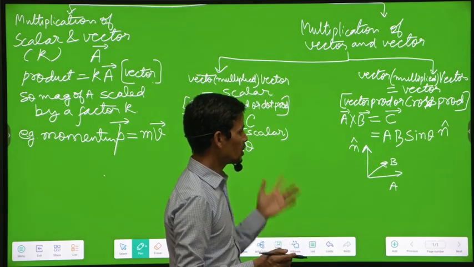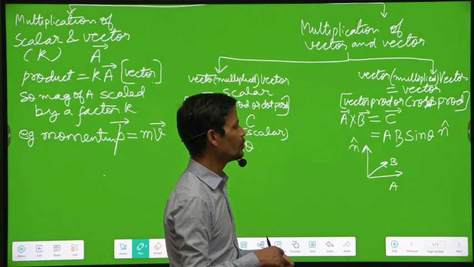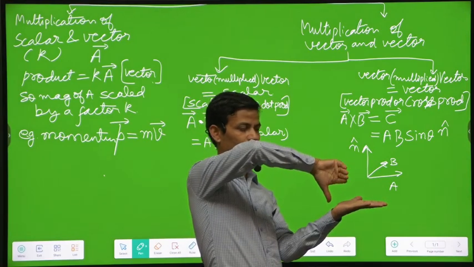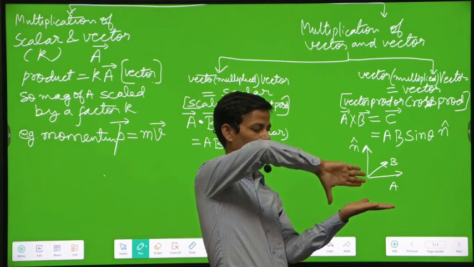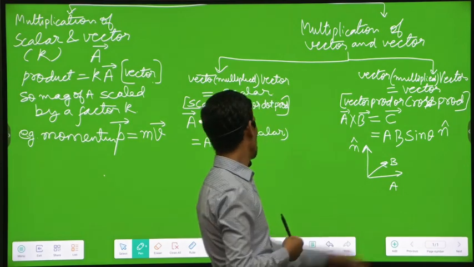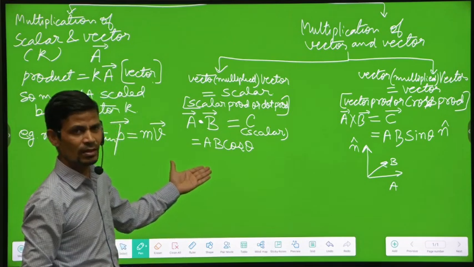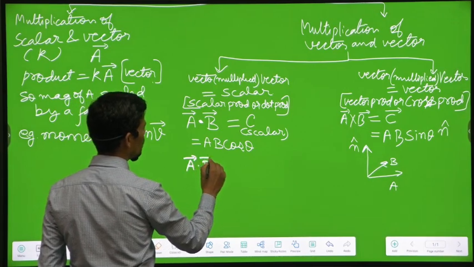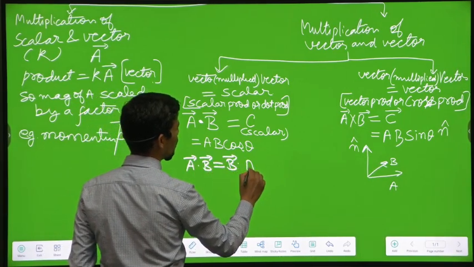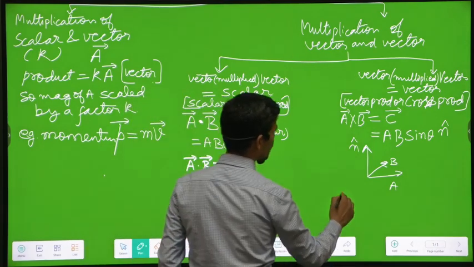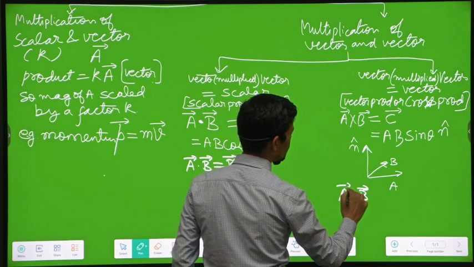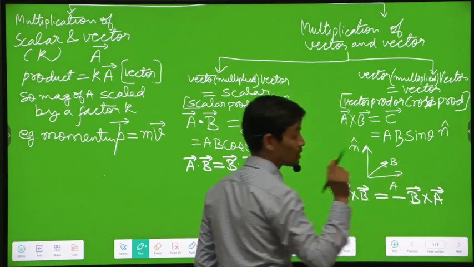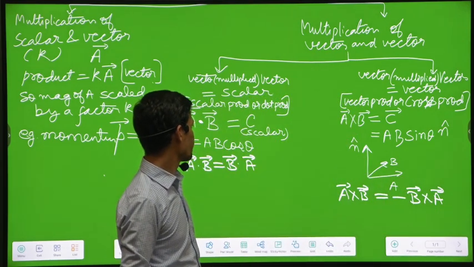So that is important. It means if I want to find B cross A, then I will not go like this. I have to turn my hand down. Now the direction is downward. So here A dot B is equal to B dot A. But here A cross B is equal to minus B cross A because of direction. So remember this thing. Okay, what else?